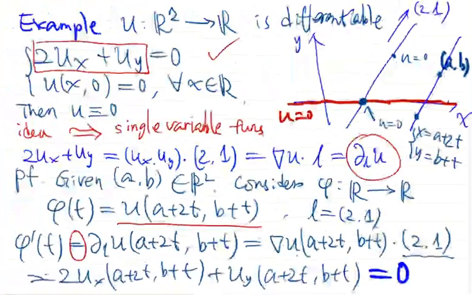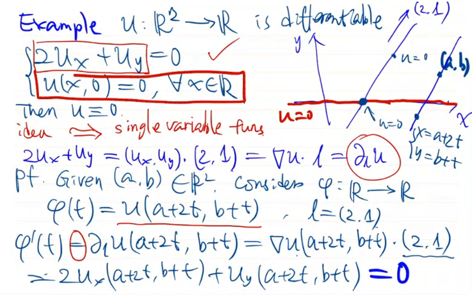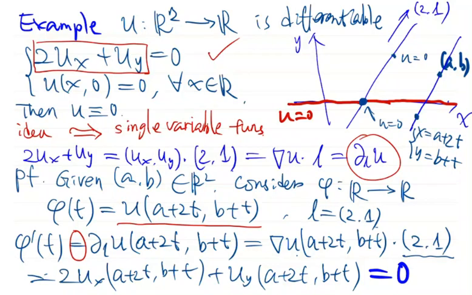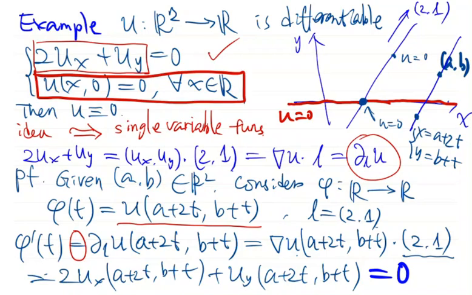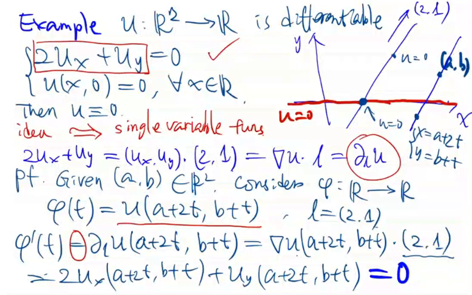This is 0, because our u(x, 0) is always 0. Again, this is a condition given in the problem. u(x, 0) is 0 for every x, right? So in particular, for x equal a minus 2b, it is 0. So we prove that u(a, b) is 0. But (a, b) is any point in the plane. For every point (a, b) in R2, we can deduce that u(a, b) is 0. Therefore, u is identically 0, and the proof is complete.